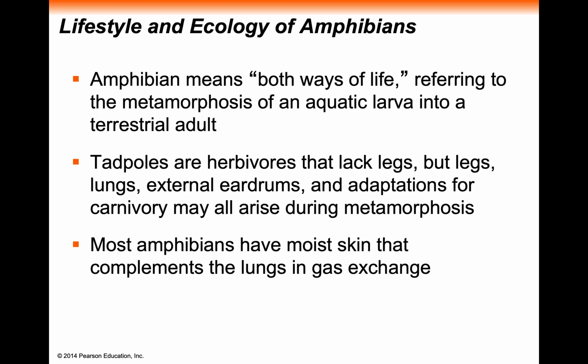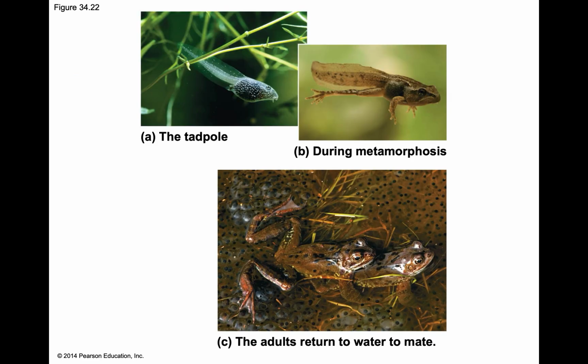Tadpoles are herbivores that lack legs, lungs, and external eardrums, but they eventually develop these through a metamorphosis. Most amphibians have moist skin that complements lung exchange. A lot of amphibians need to use their skin for respiration. As a matter of fact, some don't even have lungs at all anymore because they've gone all in on breathing through the skin, which is why amphibians are really great indicators of how your ecosystem's doing. If you don't have very many amphibians, or you have some with really weird mutations or they're unhealthy, that means there's a lot of water pollution.